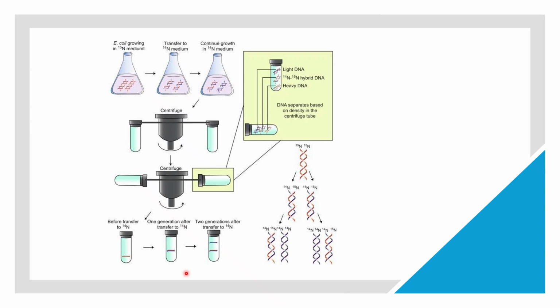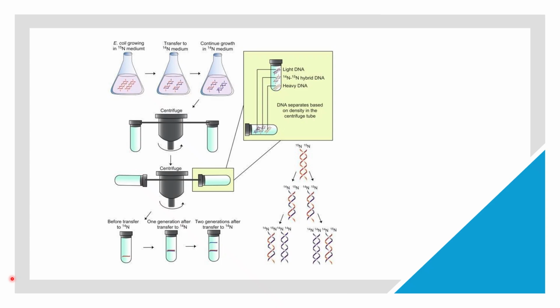After subsequent generations, the experiment yielded a DNA population of both intermediate density and light density, consistent with the hypothesis of semi-conservative replication. Each new DNA molecule contains one old strand and one new strand.